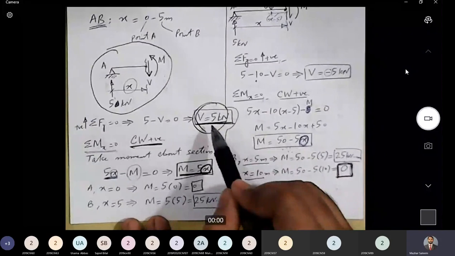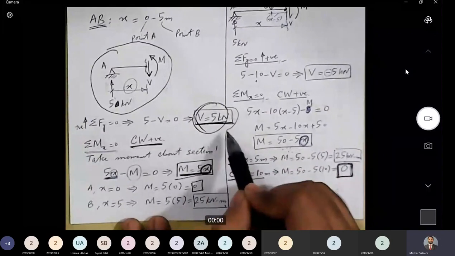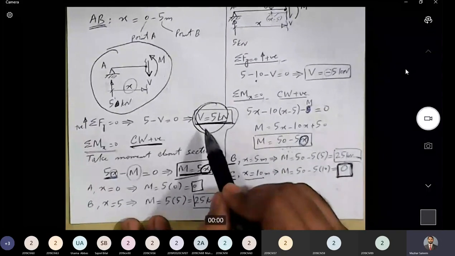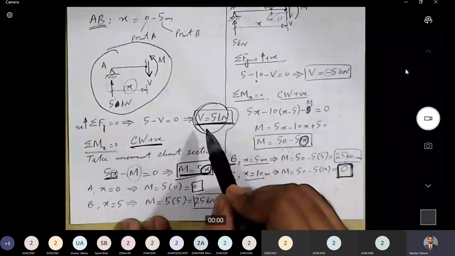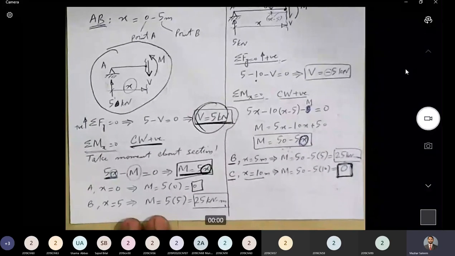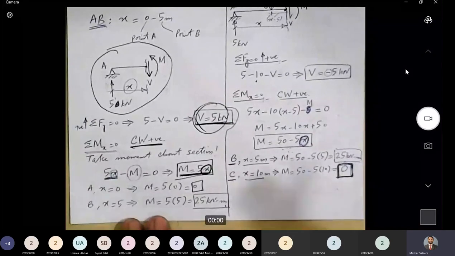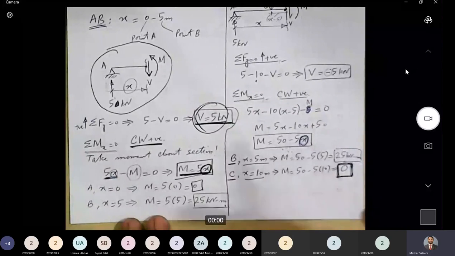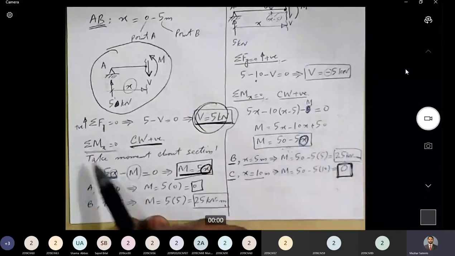Now we have got a fixed number for V in this case, which shows that the shear force is constant for portion AB. There is no variation in shear force as we move along X for portion AB. In some other problems, we will see that the situation will not be like that. We will encounter that situation in future.